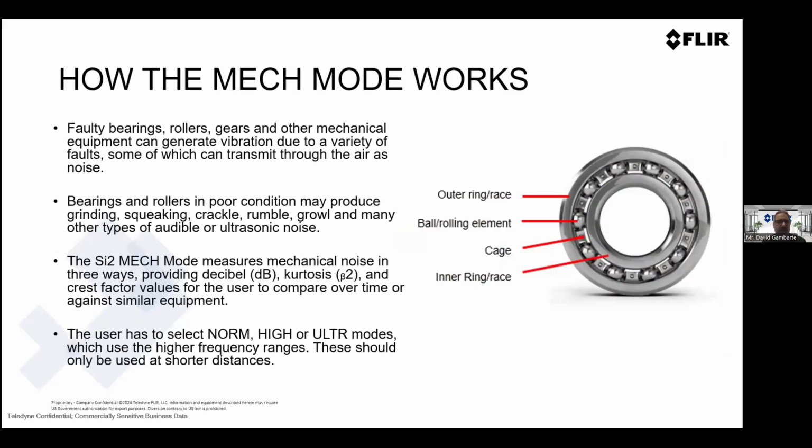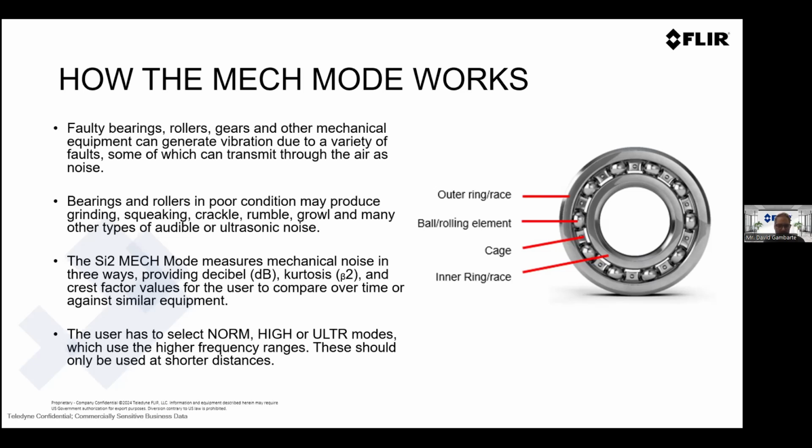How the Make Mode works: we find faulty bearings, rollers, gears, and other mechanical equipment that can generate vibration due to a variety of faults, some of which can transmit through the air and noise. And that's the way our camera is actually detecting them. Bearings and rollers in poor condition might produce grinding, squeaking, crackle, rumble, groan. So all other types of audible and ultrasonic noise sound, and those are actually detected by our camera.